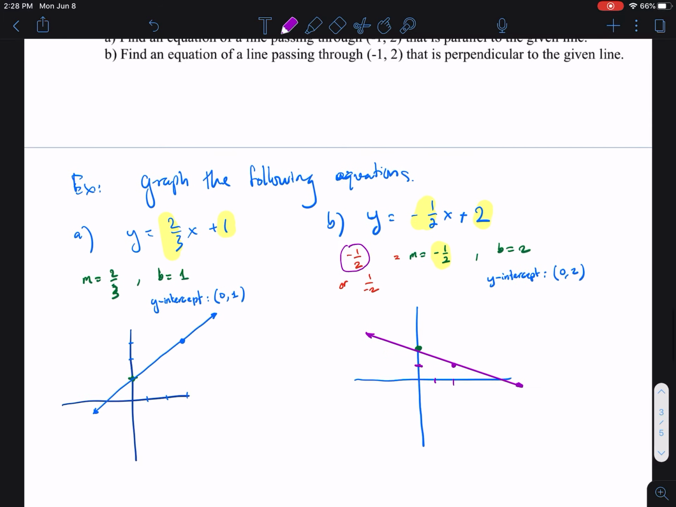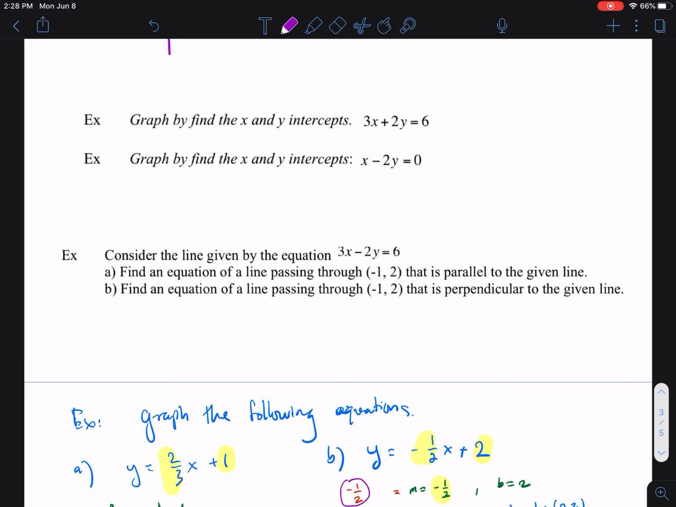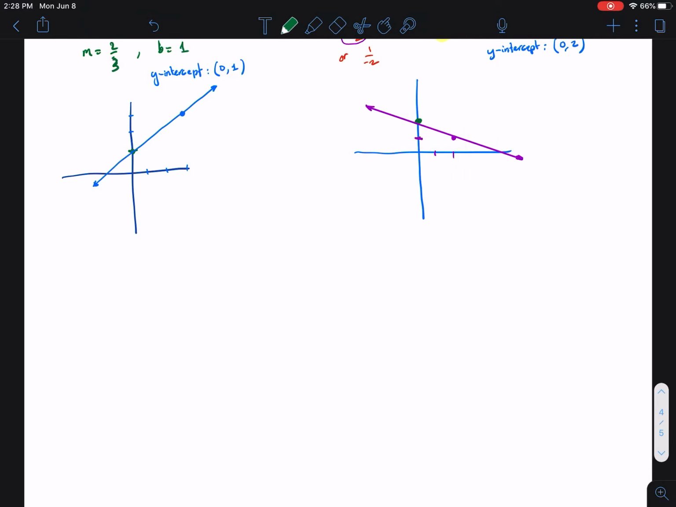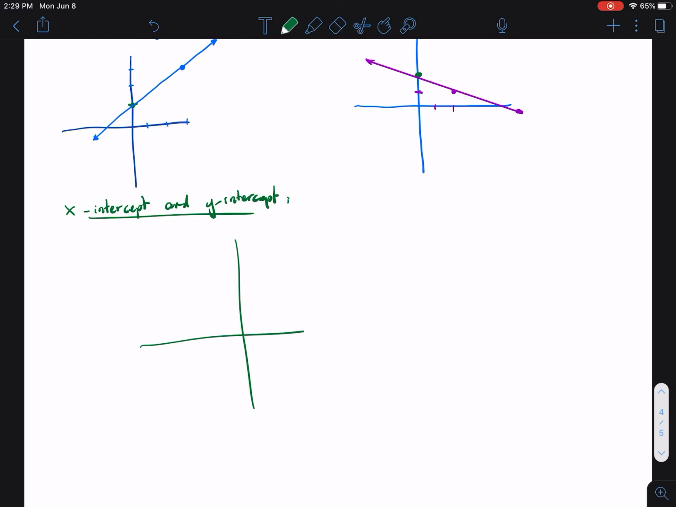Okay, now the next thing is we're going to graph by using x and y intercepts. So I'm going to take a minute to review x and y intercept a little bit. So x-intercept and y-intercept. So suppose we have a graph, excuse me, a line. So suppose this is a line. So the two points where the line crosses the x and the y axis. So this is the point where the line crosses the y-axis, and this is the point where the line crosses the x-axis. So those are the two intersection points.